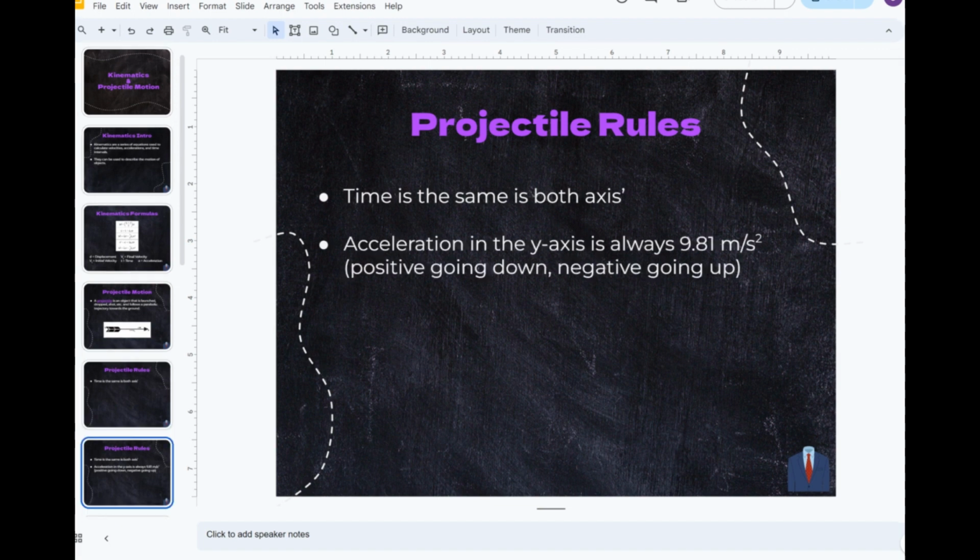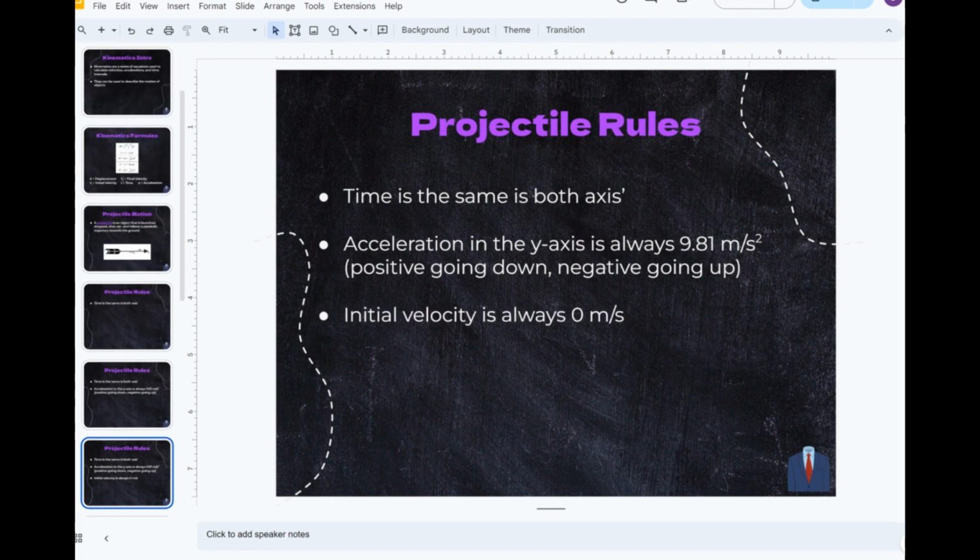Acceleration in the y-axis is always going to be 9.81 meters per second squared. In all of the projectile questions that you will see, it'll most likely be positive, as the object is going to be working with gravity, going down, being positive 9.81 meters per second squared. The initial velocity is always 0 meters per second.